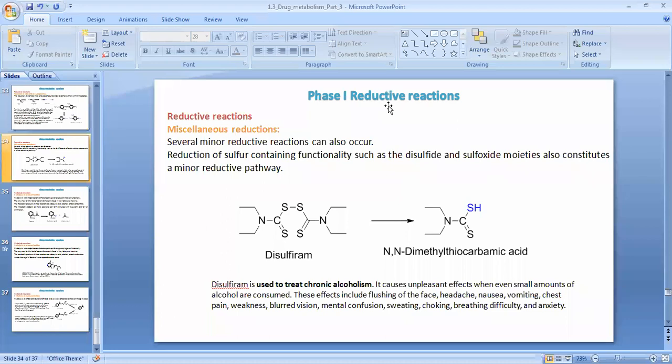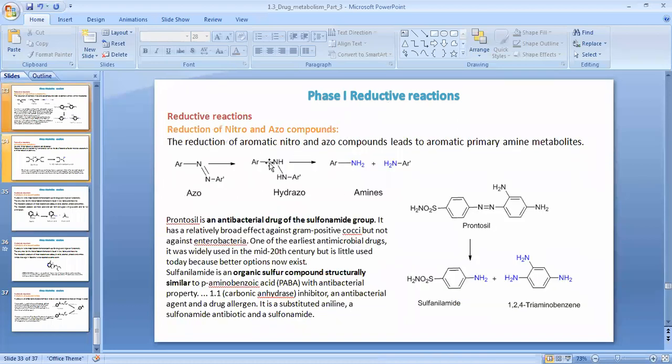Now we have just seen how the reduction of nitro and azo groups takes place. Nitro groups are converted into their primary amine via a linking mechanism, via the intermediates nitroso, hydroxylamine, and then amine. The same azo conversion is done with the help of conversion of the azo derivative into the hydrazo derivative, and finally into the formation of two different aromatic amines. The first amine is the sulfonamide and the second amine is a 1,2,4-triaminobenzene derivative.